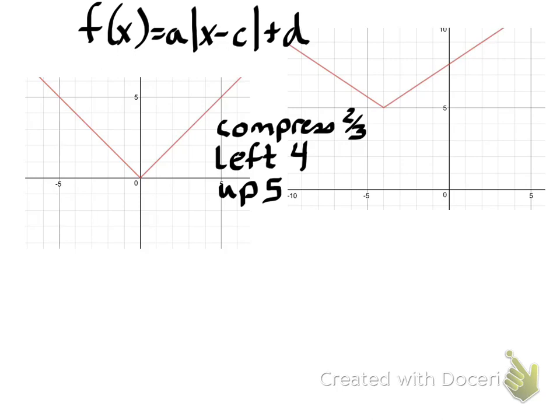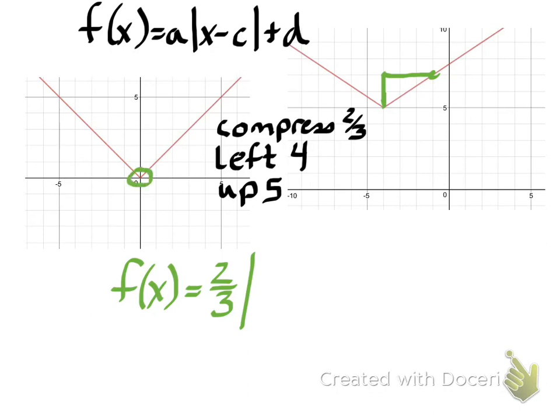So let's put it all together. We're going to have a compression of 2/3, because if we look here, instead of going up 1 over 1, we went up 1 over 3. So that's where that 2/3 comes in. It's just a similar idea to slope. So I have f(x) = 2/3 times my absolute value.